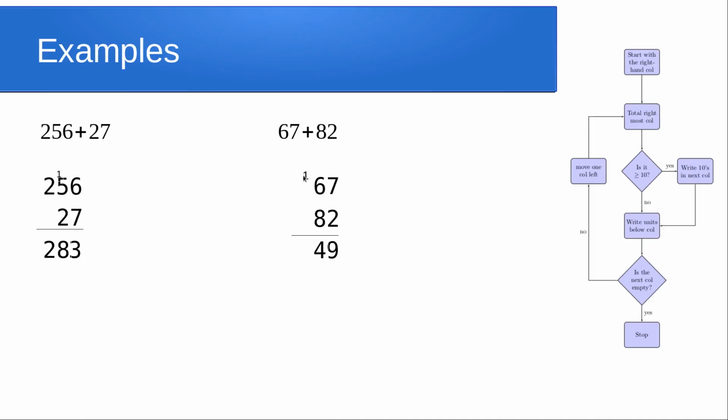We move over to the next column, and even though there weren't any numbers in the hundreds here, there are now, and there's a 1 in that column, so there's our answer, 149.